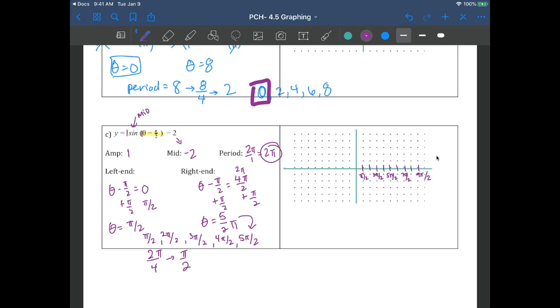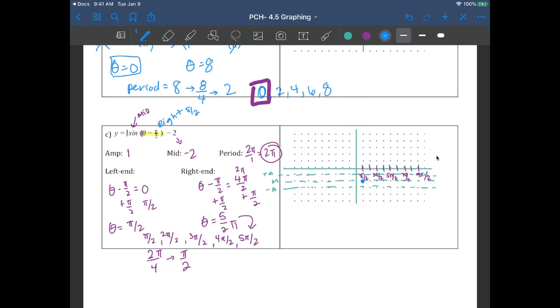Okay, so let's go ahead and graph in our midline at -2. Our amplitude is 1, so I'm going to graph up 1 and down 1 from my midline. So this is my midline, my plus my amplitude, and minus my amplitude. And then I am going to start at pi over 2. So the midline at pi over 2 goes right here. So this graph has been shifted to the right. This is basically right pi over 2.